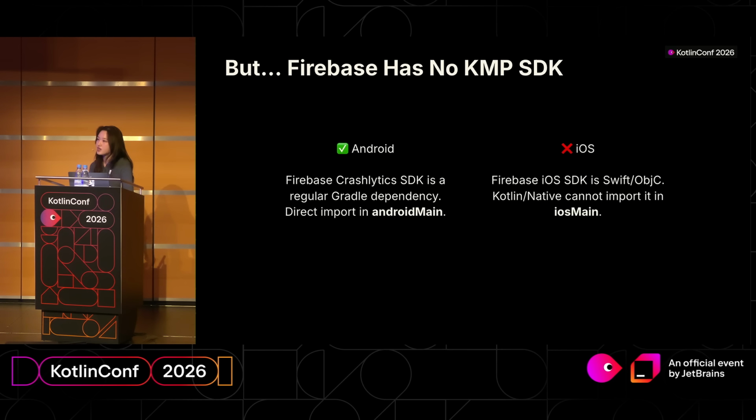And this is the timing for the second case study. We needed to implement Firebase Crashlytics. On the Android side, this is easy. Just add the Gradle dependency, import it directly in Android main. Done. But on iOS, the Firebase SDK is Swift and Objective-C. You can't import it into iOS main directly. Kotlin/Native simply cannot access it. So we needed a bridge.